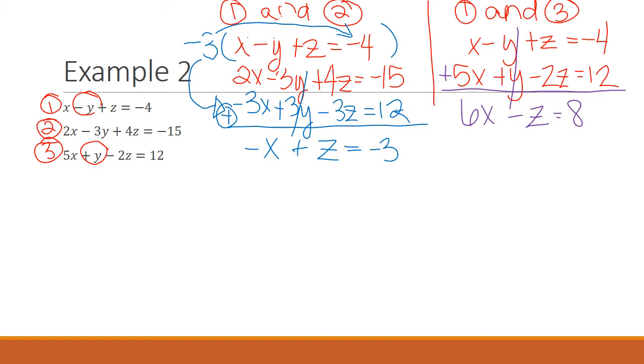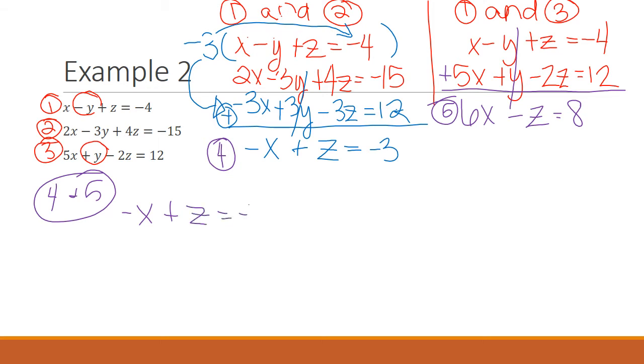So once I have those, it's a system of 2 equations. So I can combine these. I'm going to call this one 4 and this one 5. So now we take equations 4 and 5. We've got minus x plus z equals negative 3. We have 6x minus z equals 8.